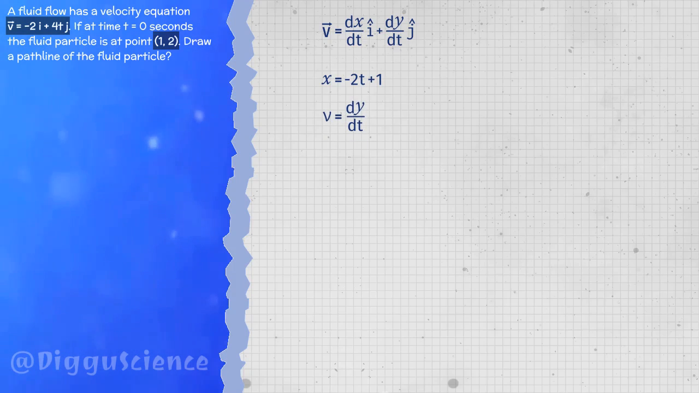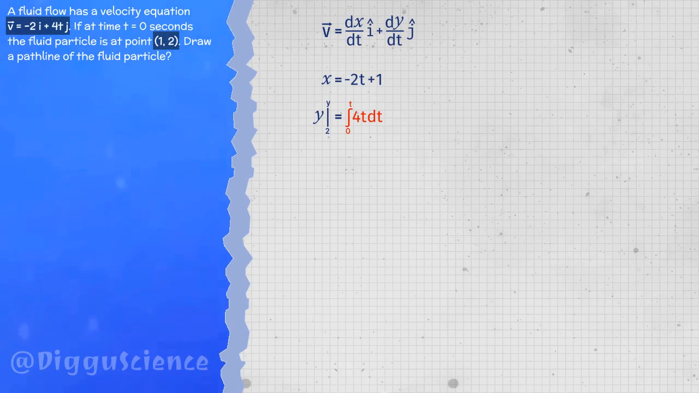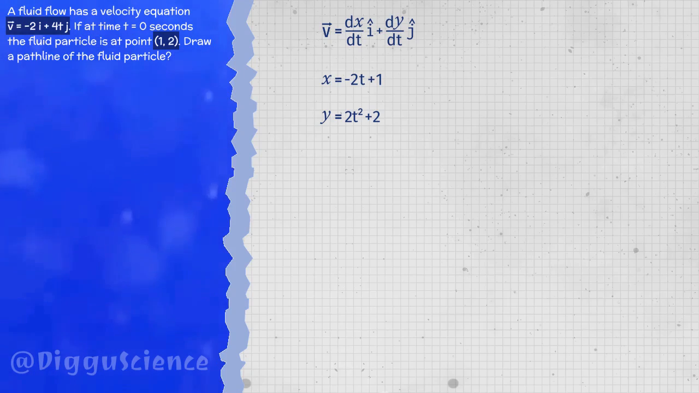For the ordinate, v is equal to dy/dt. The value of v is 4t. We can write this equation like this. Then integrate both sides. The integral of 1 with respect to y is y. The integral of 4t with respect to t is 2t squared. Enter the limits of integration. y is equal to 2t squared plus 2. This is the ordinate position of the fluid particle.